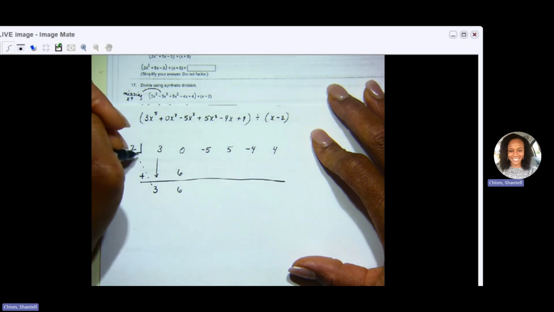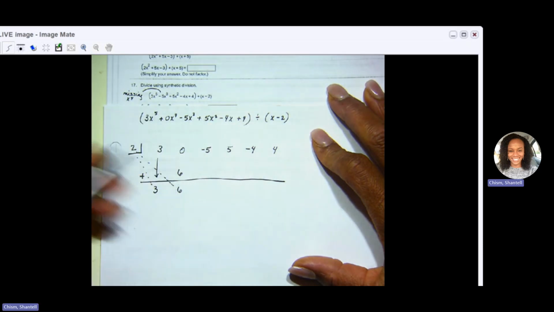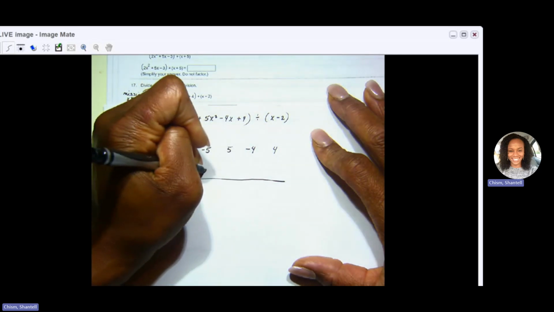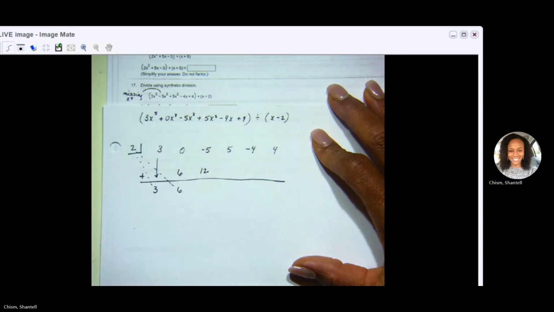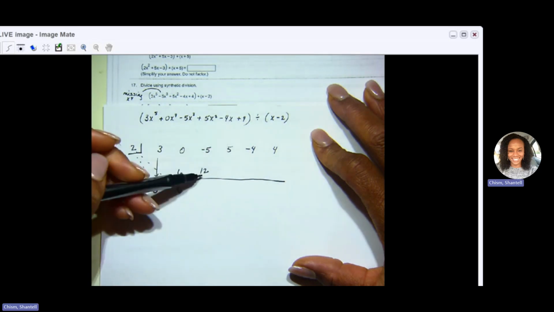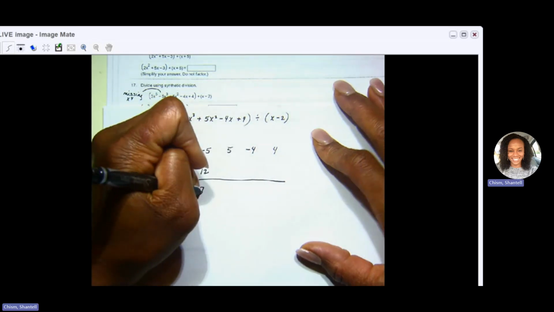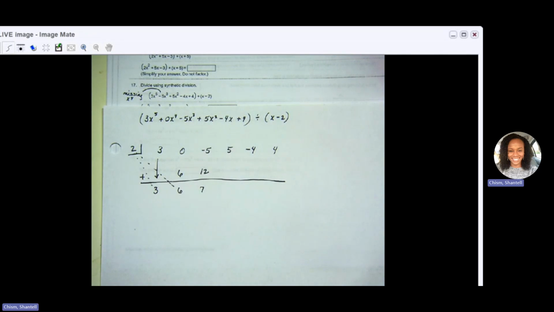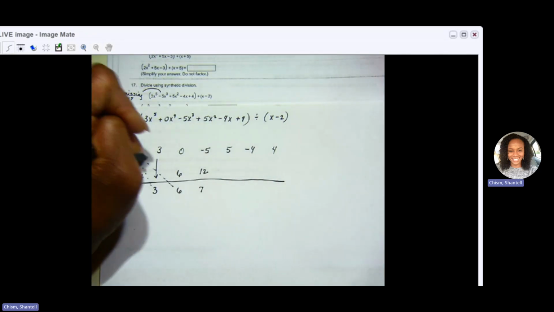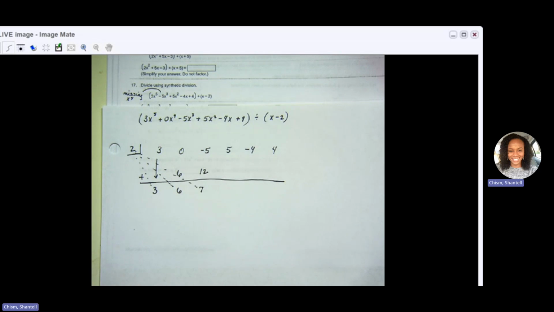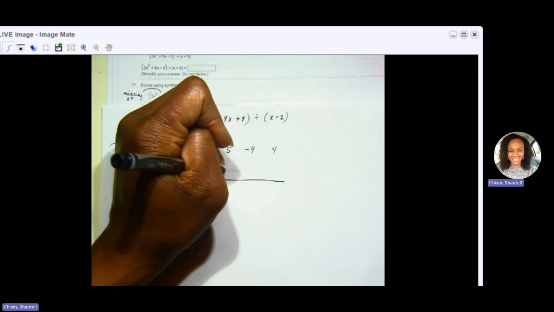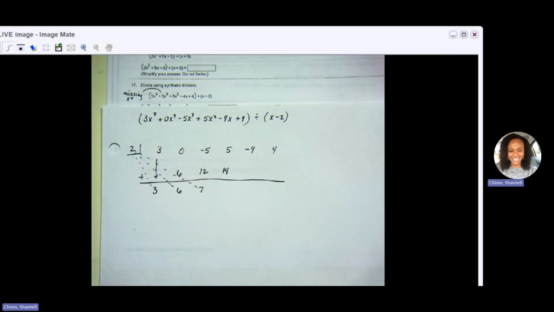Okay? Then I say 2 times 6. Well, 2 times 6 gives me 12. I put 12 in the next column. And then I add here, negative 5 plus 12. What is that, 7? Okay. Then I say 2 times 7. That's 14. So I put 14 in the next column.